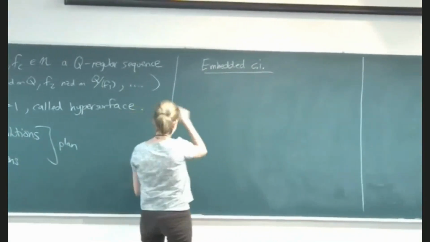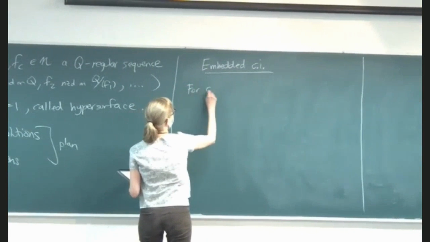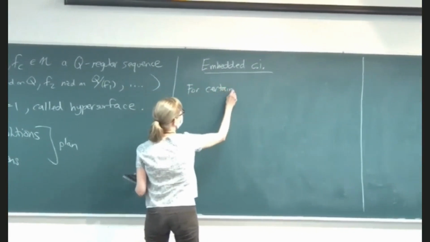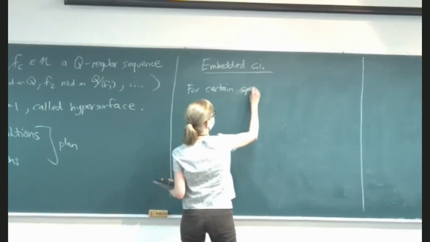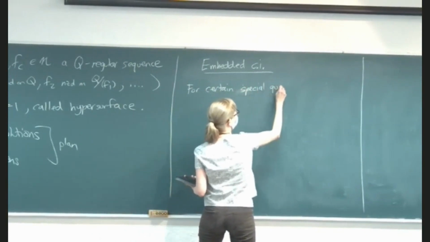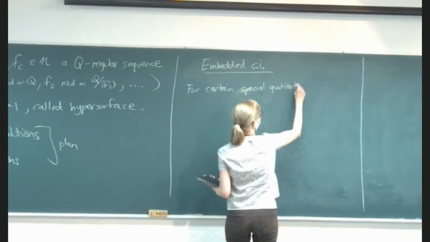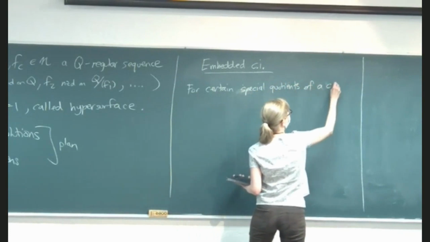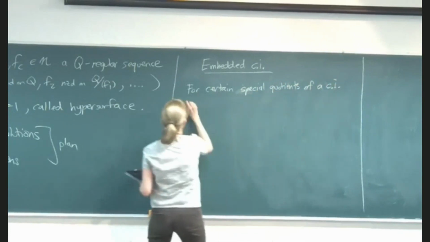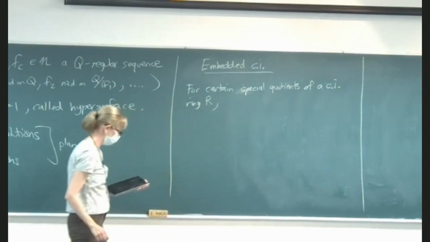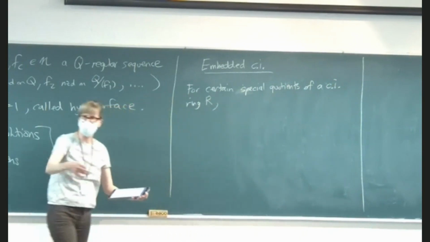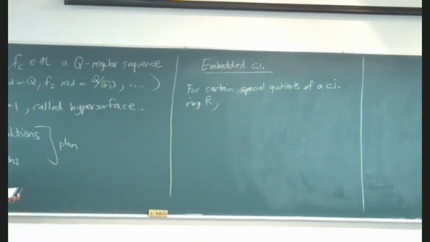Okay, so for certain special quotients of a CI ring R. So you did this, you adjoined variables during the entire exercise period, right?